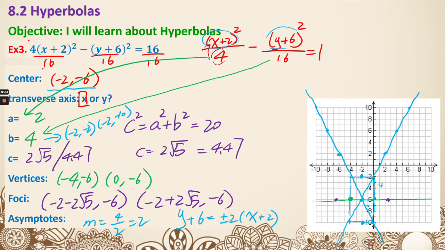Finally, I can draw my curve. It is going to be, with the vertices, well, kind of make it into a curve. It's a pretty wide open curve, like that. Okay, there we go. That's example 3.